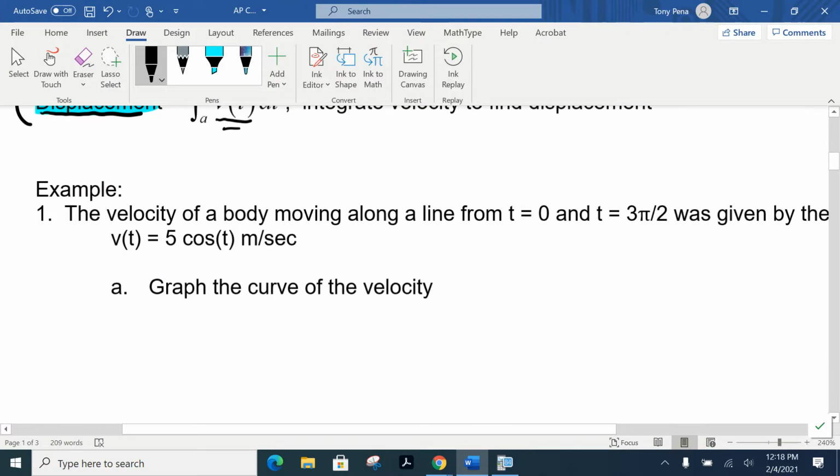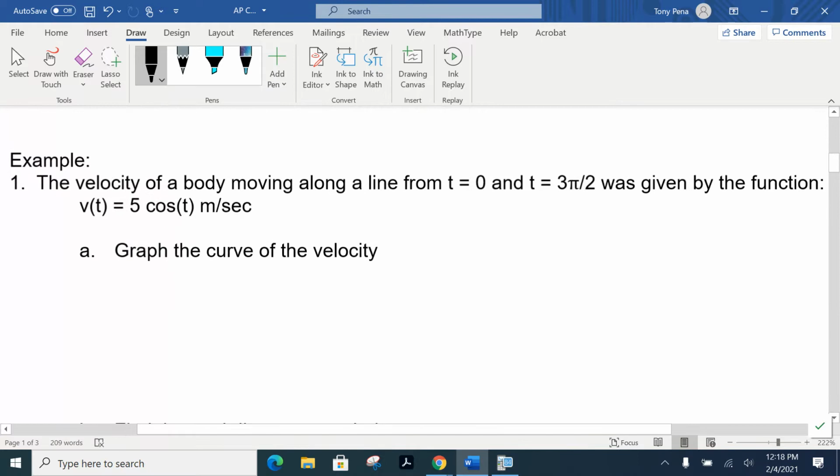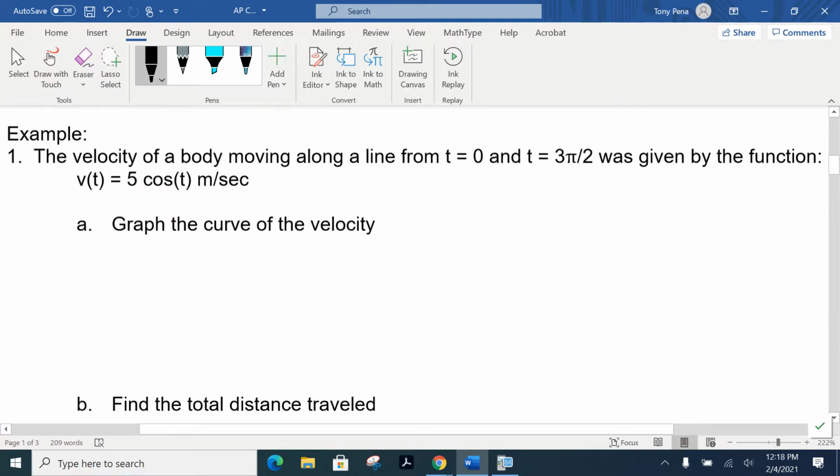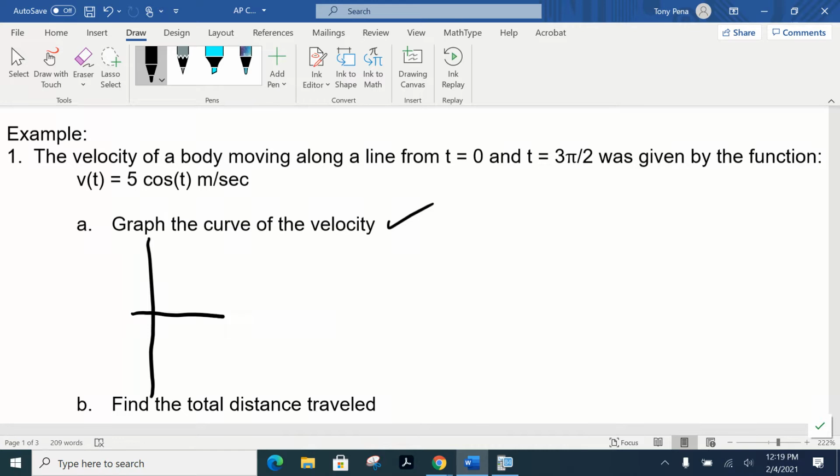So for number 1, where we're going to introduce this, I give you a velocity. I tell you the velocity of something moving along a line over the interval of 0 to 3 pi over 2 was given by this function. The first thing I want us to do is just graph this. We'll do this on the paper. You don't necessarily have to pull out your calculator for this. We're going to make our x intervals 90 degrees. So just make this pi over 2, pi, and then 3 pi over 2.